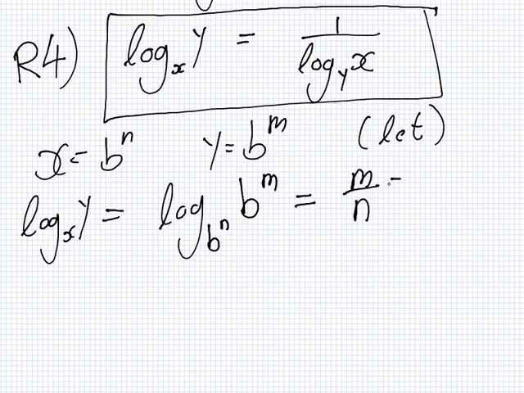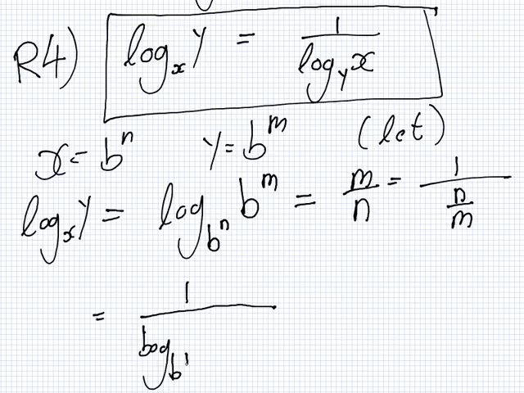What I can do now is change this into 1 over n over m. That's the same thing. And using my trick from this step, but backwards, I can change n over m into log_{b^m} of b^n, because this is the same as n over m. It's the same idea as here. But what's b^m? y. And what's b^n? x. So this is the end of the proof for rule 4 then.